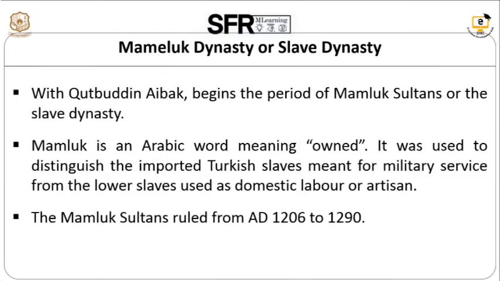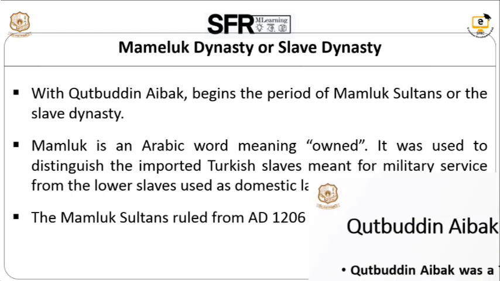So first we are going to see about the Mamluk dynasty, otherwise known as the slave dynasty. With Qutbuddin Aibak begins the period of Mamluk Sultans or the slave dynasty. Mamluk is an Arabic word meaning owned. It was used to distinguish the imported Turkish slaves meant for military service from the lower slaves used as domestic labor or artisans. The Mamluk Sultans ruled from 1206 to 1290 AD.